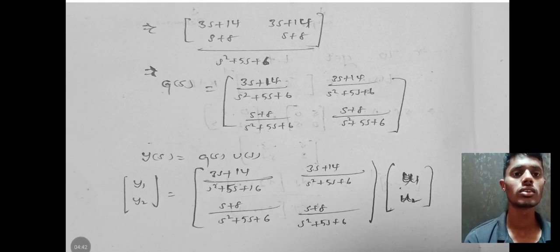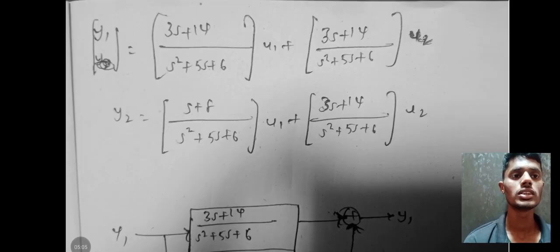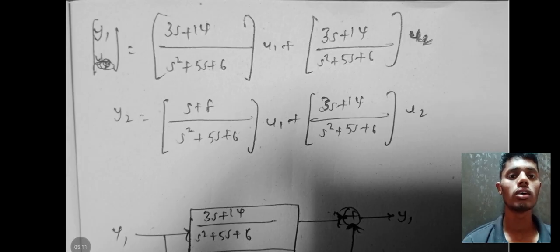Based on this formula, we can write the equation matrix. After getting the matrix, we have to find the value of Y of s. The formula is G of s into U of s. If you multiply this matrix with U of s, we get 3s plus 14 by s square plus 5s plus 6 into U1. This is the final result. We have the values of y1 and y2. These are the outputs that we have now.